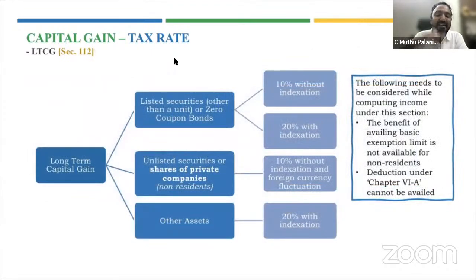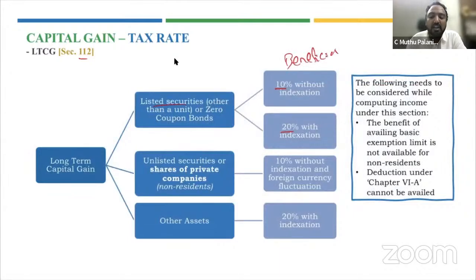And what about other capital gain? Other long-term capital gain, under section 112. For any other long-term capital gain, if it is listed securities or zero coupon bond, it is 10% without indexation or 20% with indexation, whichever is beneficial.